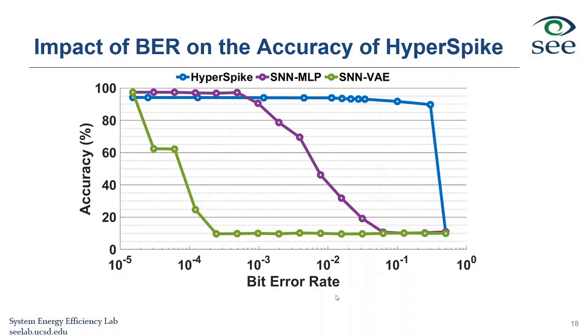Overall, HyperSpike is 31 times more robust to errors than the baseline SNN, which is the SNN and MLP. And this means that at a typical error rate of 0.1%, HyperSpike loses 31 times less accuracy than the SNN.